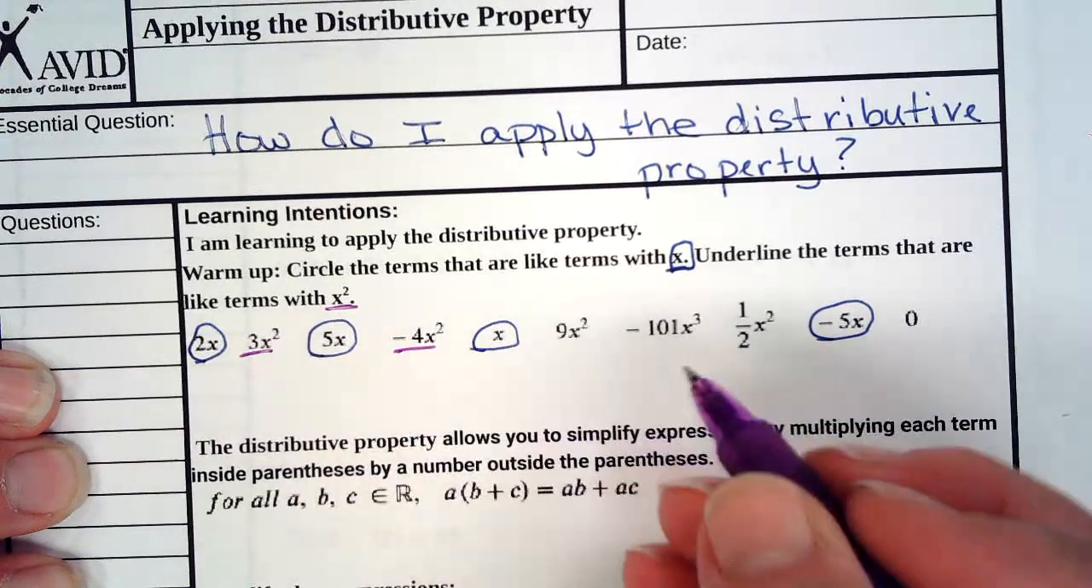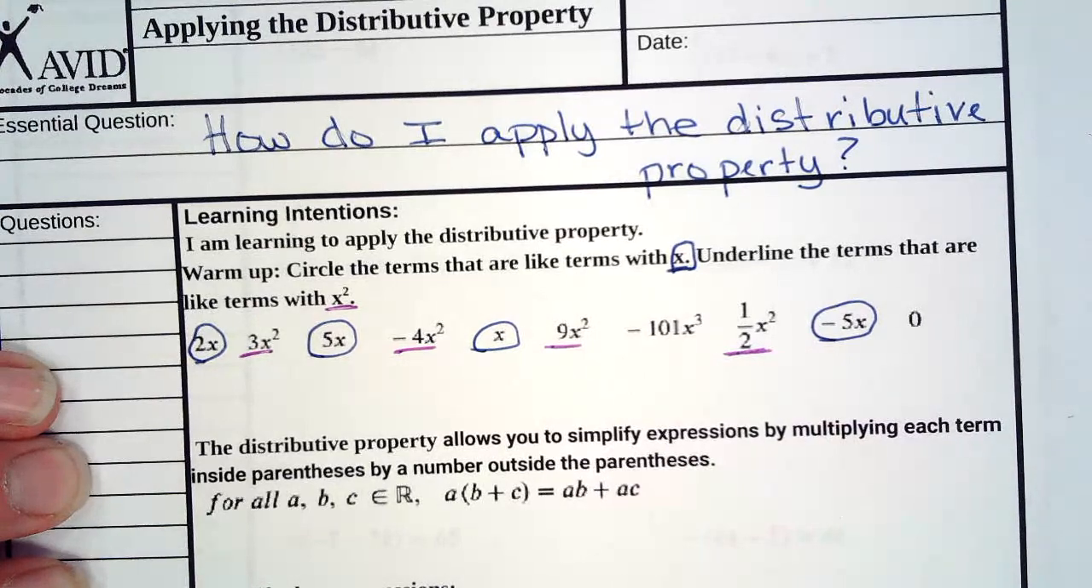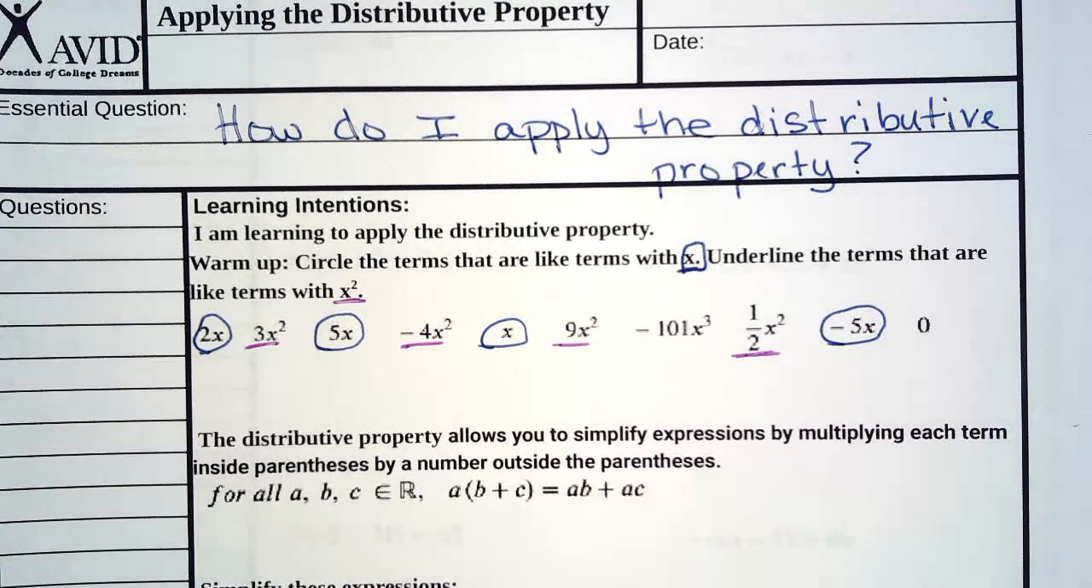Anything that has an x squared in it, we can use. Even if the coefficient is fractional, it's still a like term. So, hopefully you were able to understand and do that correctly. If not, you need more practice with identifying like terms.